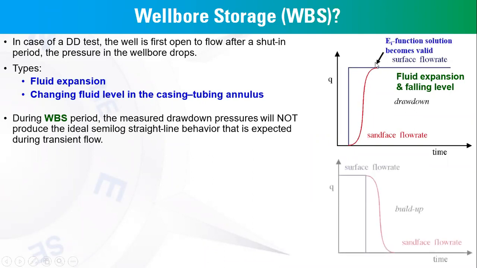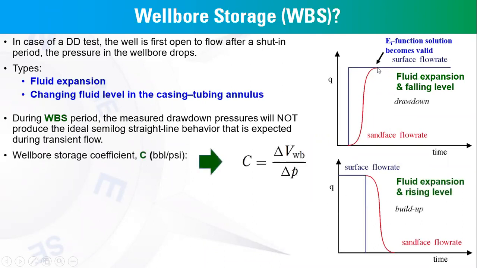At this point, the EI function solution becomes valid because at this point, the flow rate is directly coming from the sand face and not from the fluid stored in the wellbore. The opposite of this process will be during buildup, like this. Wellbore storage is defined by this coefficient C, capital C, in barrels per psi, which is the change of wellbore fluid volume to the change of pressure, in barrels per psi.